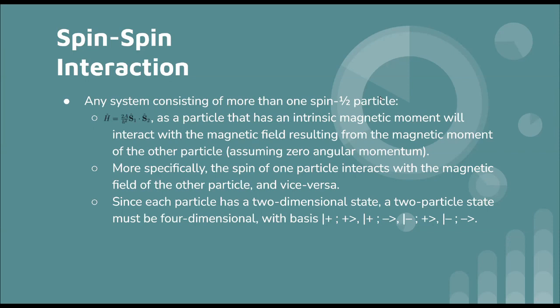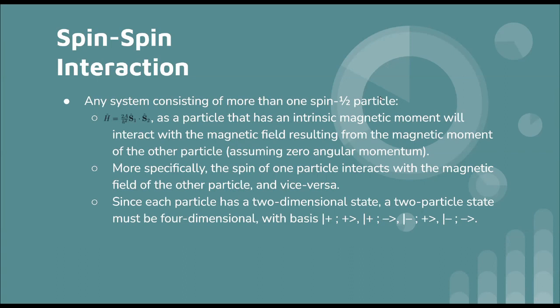The example I was looking at was the angular momentum of a proton and an electron, because both of those are spin-half particles and also have a magnetic moment that's intrinsic to the particle. The Hamiltonian being dependent on the angular momentum is due to the magnetic moment that interacts with the magnetic field resulting from the magnetic moment of another particle. More specifically, the spin of one particle is interacting with the magnetic field resulting from the magnetic moment of the other particle, and vice versa.